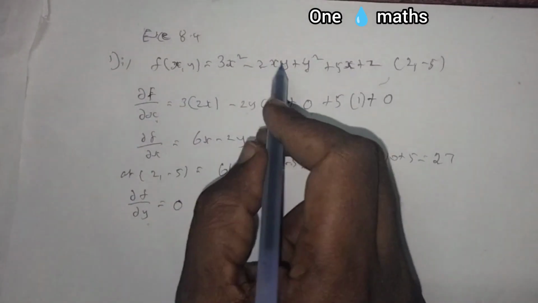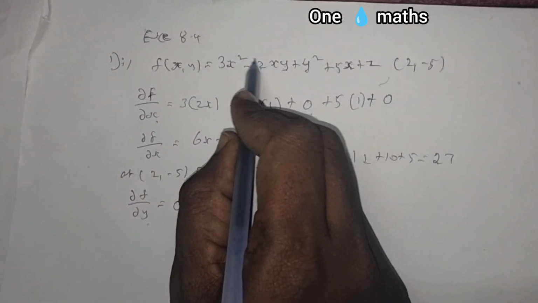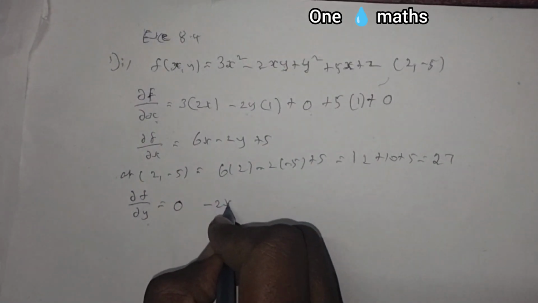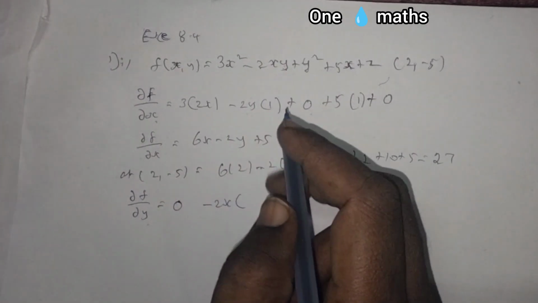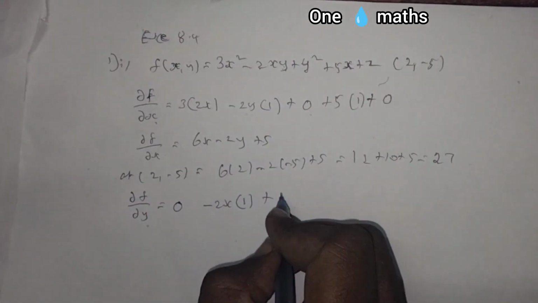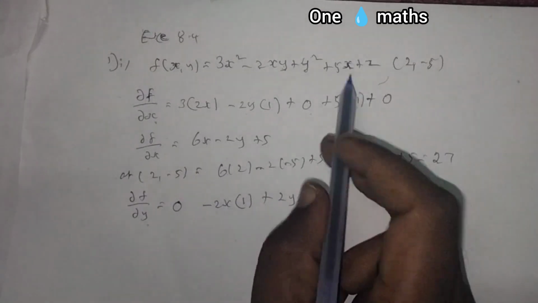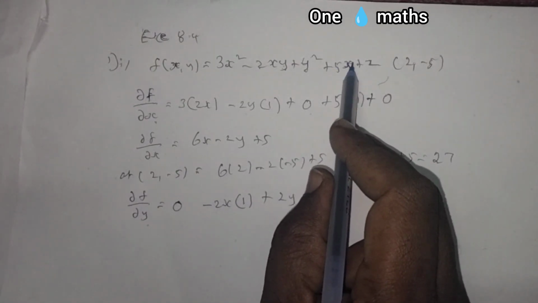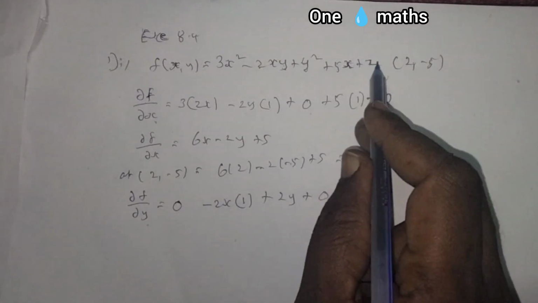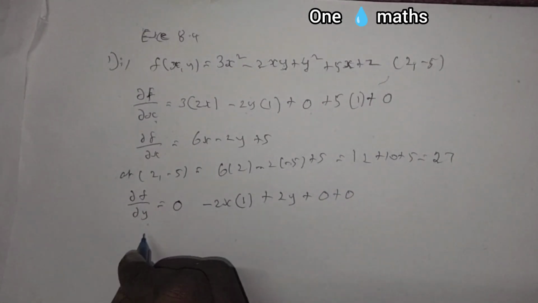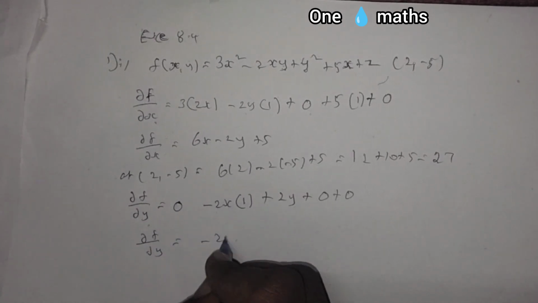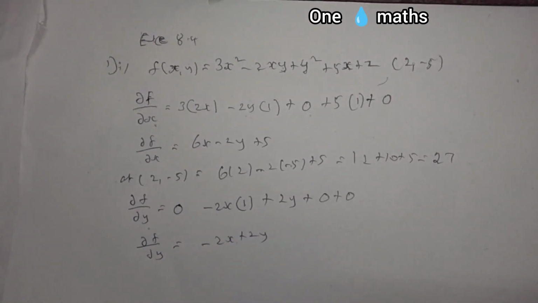Minus. Now y is a variable. Minus 2x becomes a coefficient of y. So minus 2 into x. Y with respect to y when differentiating becomes 1. Now again y squared becomes 2y. Now 5x is a constant term. There is no y term. So automatically when we differentiate 5x, it becomes 0. And the derivative of 2 also becomes 0. So finally we have ∂f/∂y equal to minus 2x plus 2y.